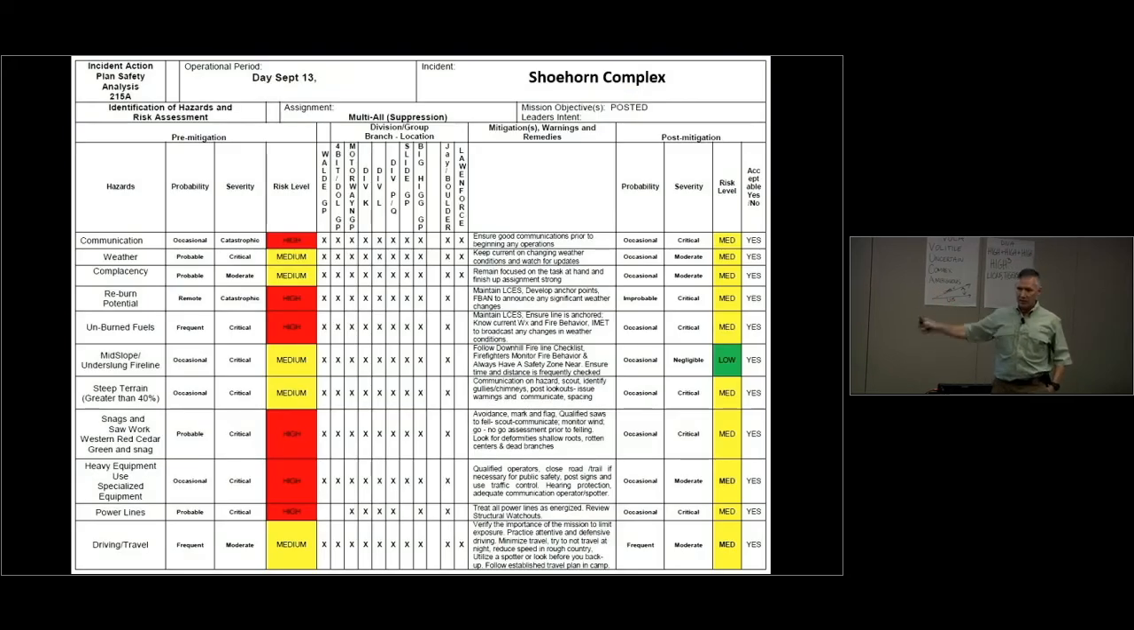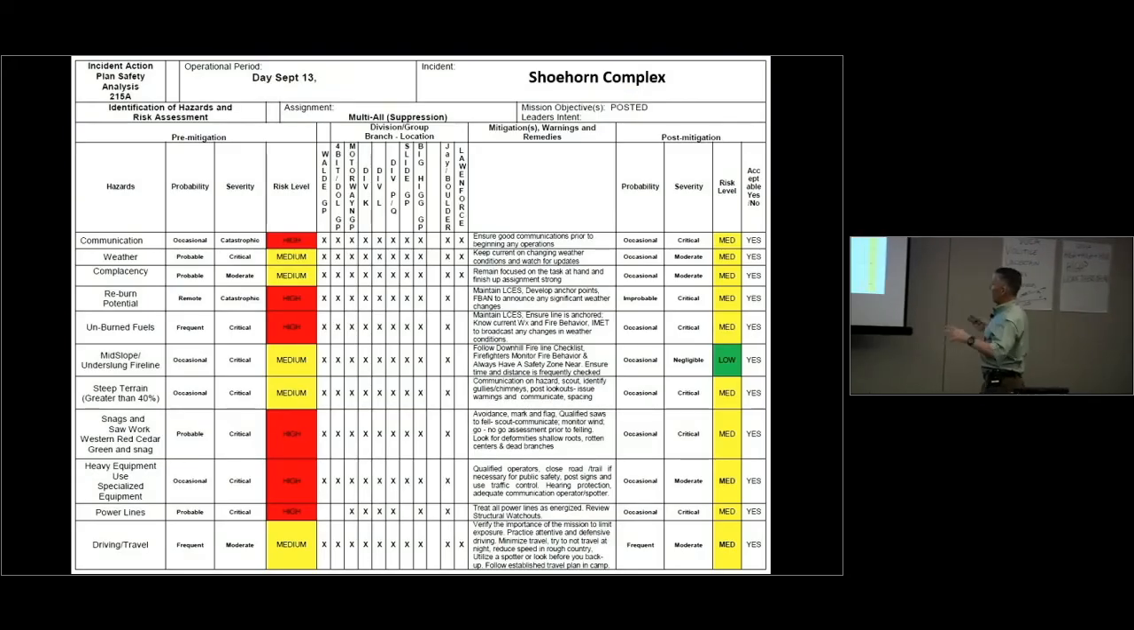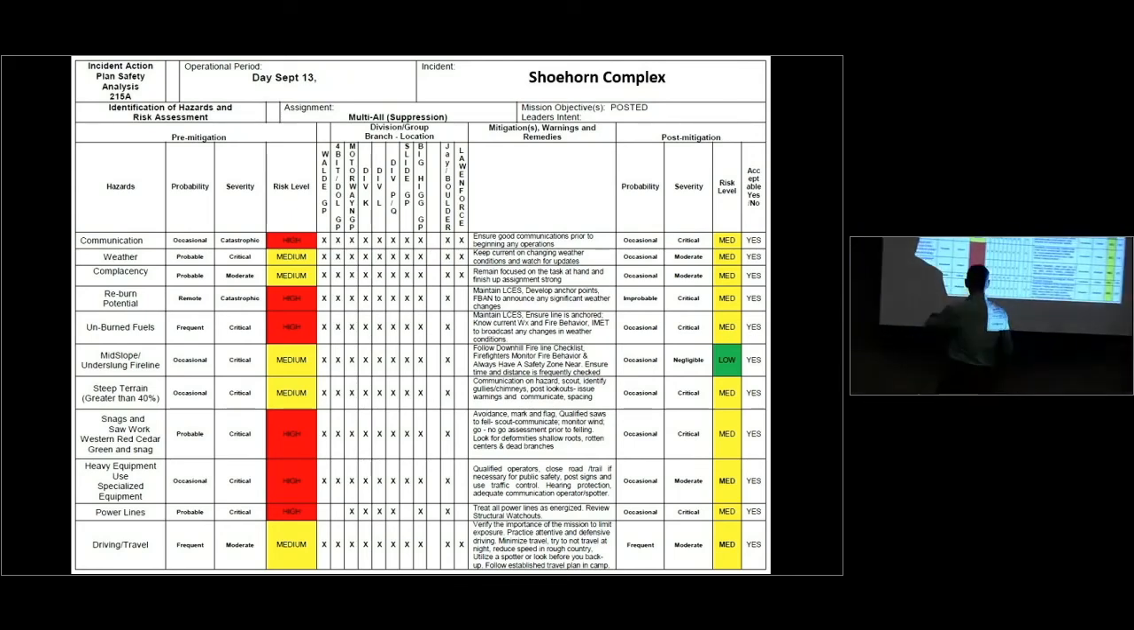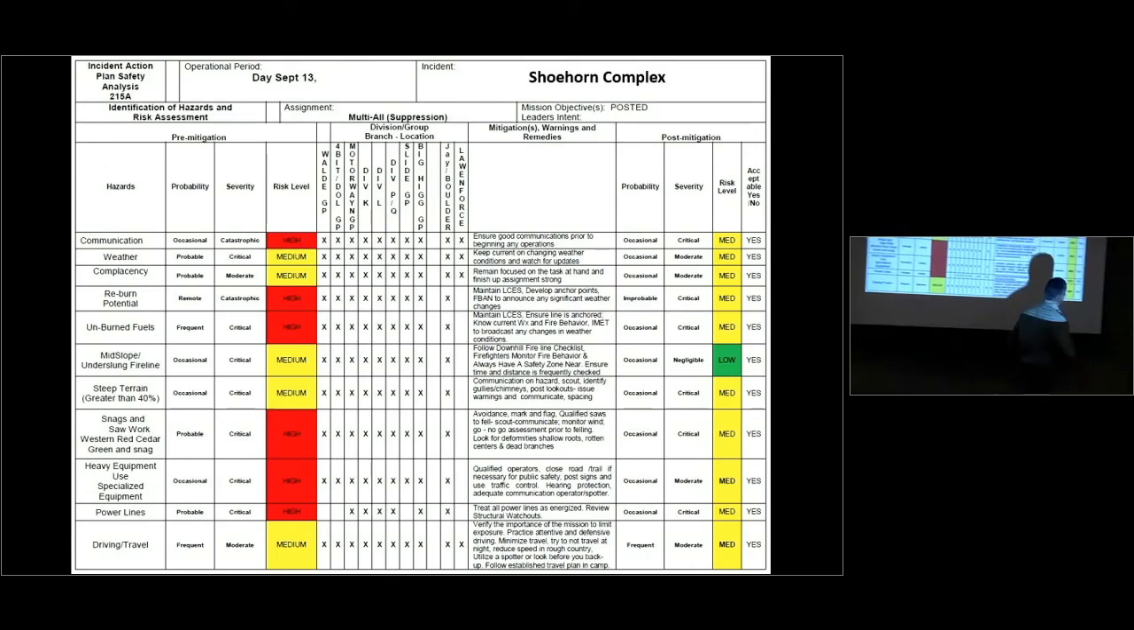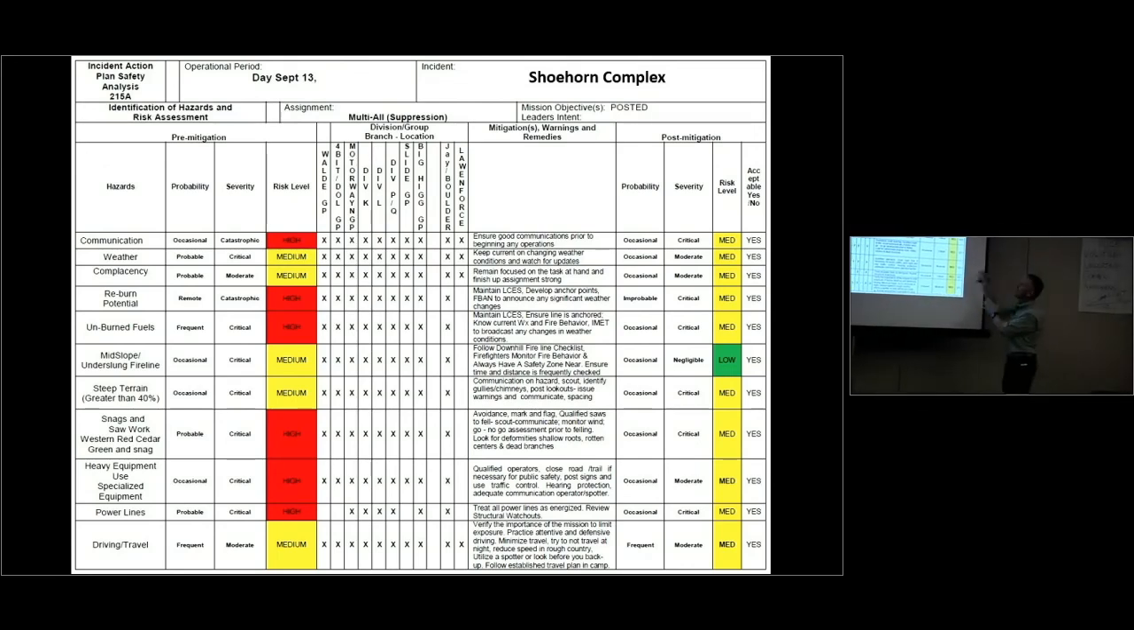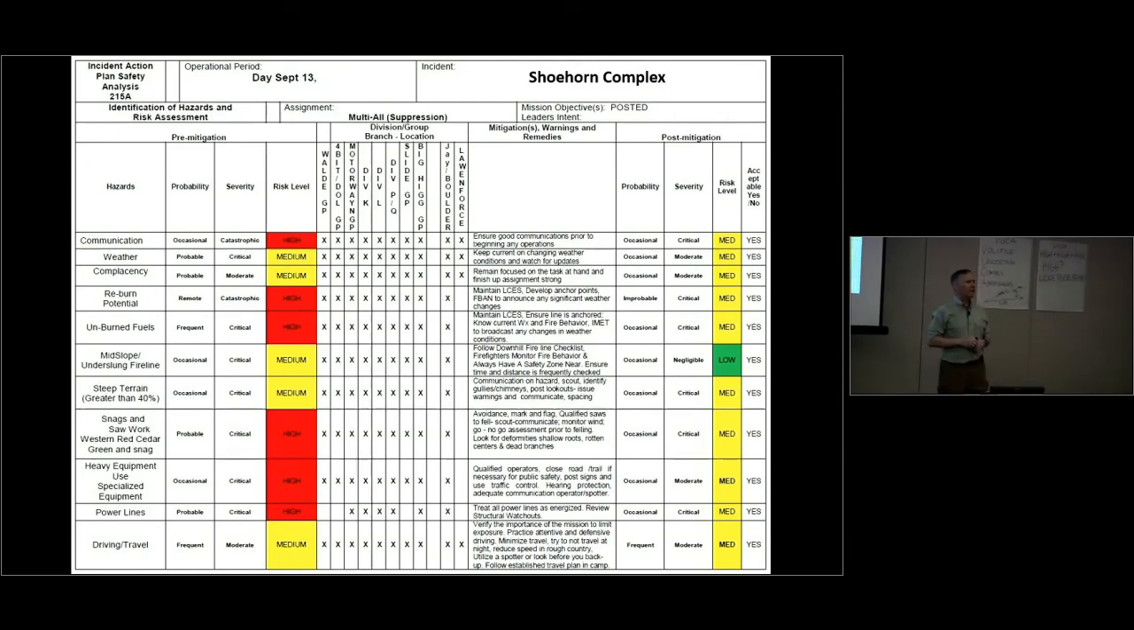Now you can't read this. I don't need you to read this. You don't want to read this. Trust me. This is a big complex, right? All you need to know is there's a whole lot of red on this side, and there's no red on this side. Everything was gotten to medium or low with the mitigations.